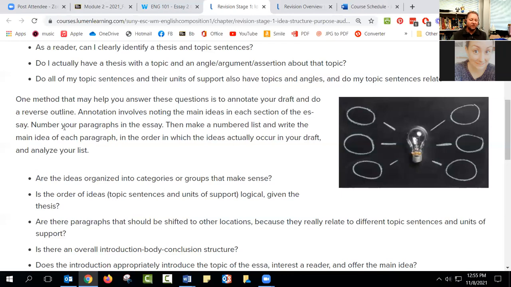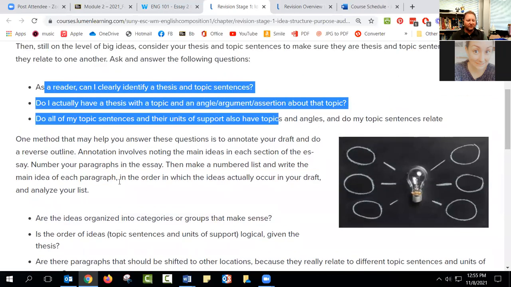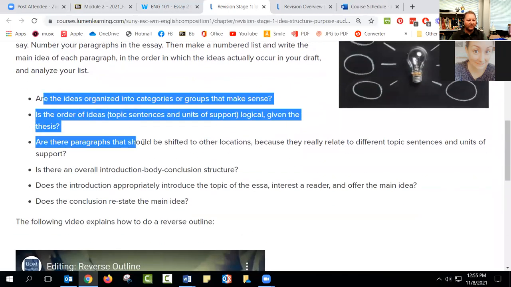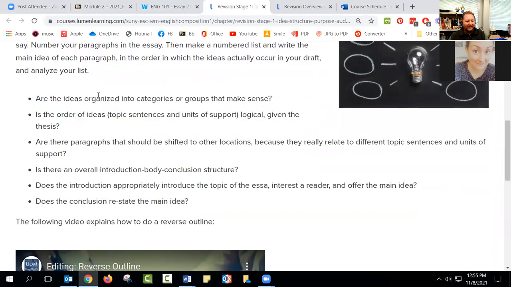But a reverse outline is great for the revision process because what you're doing is you're reading through your essay and you're trying to be as critical as you can be going through all these different points, right? So thinking about all these different questions, and all of these questions as well, right? And so you're looking through your own essay, you're making notes on the essay, pointing out all of these. Are the ideas organized into categories or groups that make sense? Basically, does everything you talk about within a body paragraph make sense within that paragraph? Does it match up with the topic sentence, right?